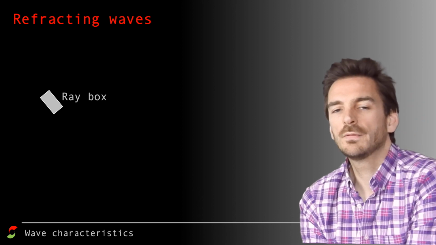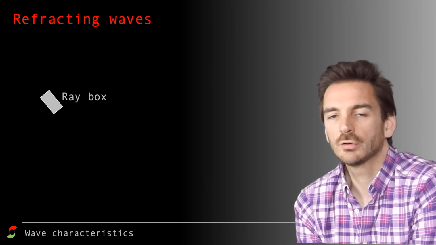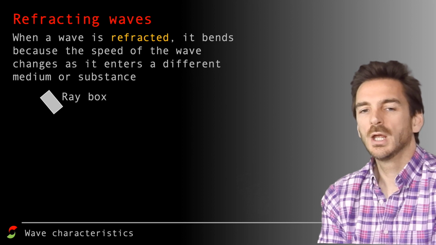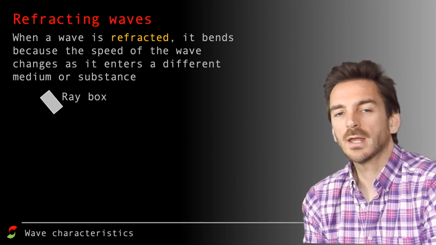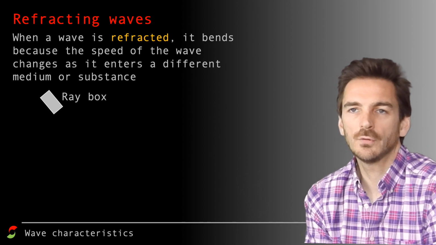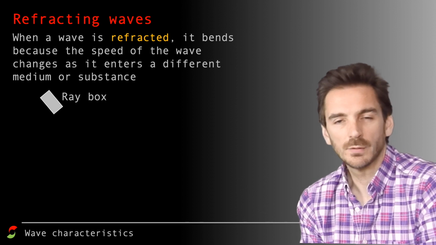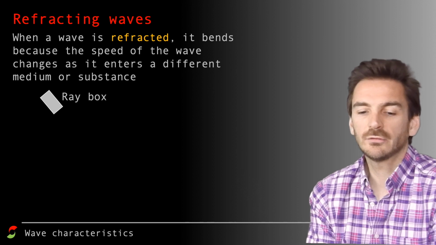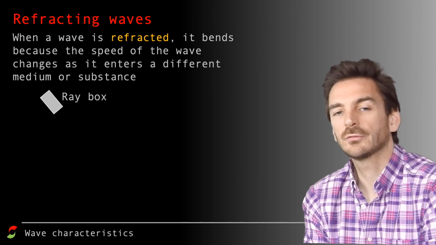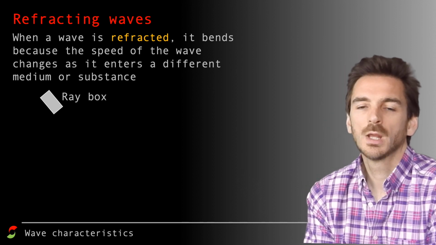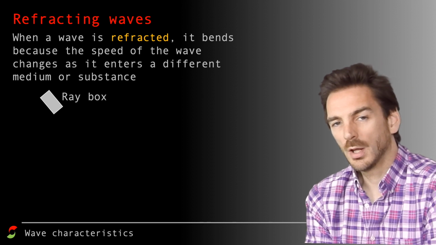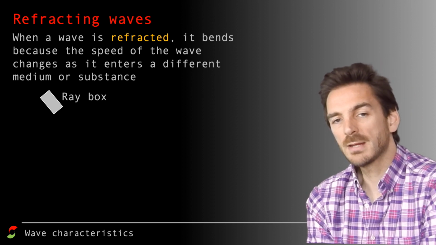So let's have a look at refracting. So this is just an introduction to refraction. So refraction is really a scientific name for bending. And rays of light bend or refract because their speed changes when they move from one substance into a different substance. So I'm going to give you a bit of an example of that by using a ray box again.